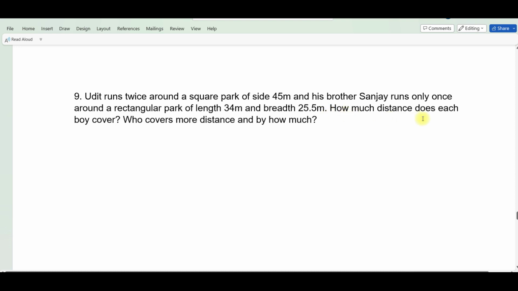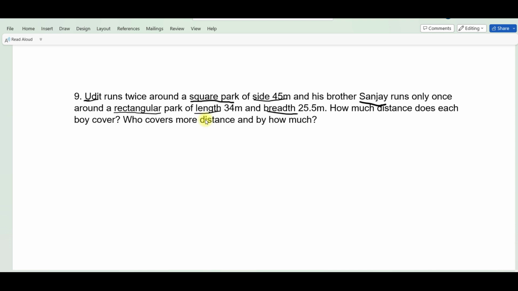How much distance does each boy cover? Who covers more distance and by how much? In this, we have a couple of things which we'll have to understand. Now, when we talk about Udit, they have given you the thing of a square. Okay, so a square will have sides, and when we are talking about the other person, that is Sanjay, here they are telling a rectangular one, and you have length and breadth.